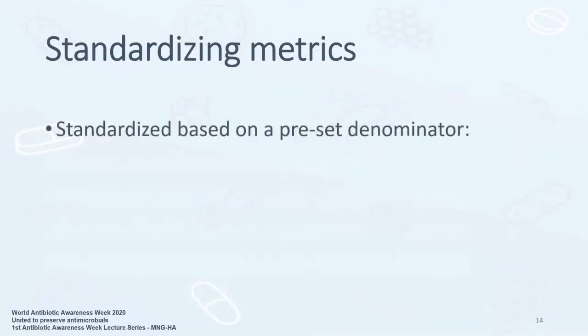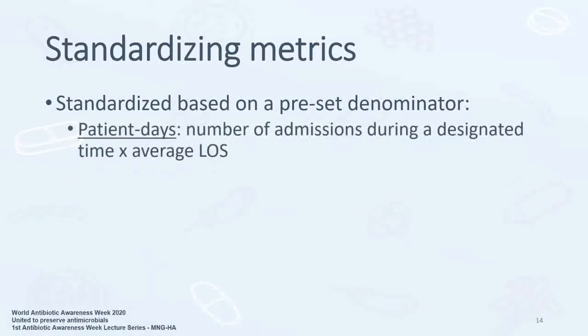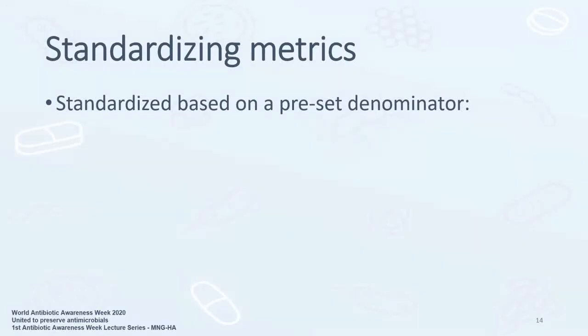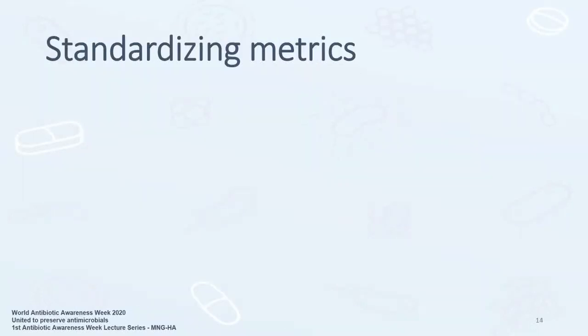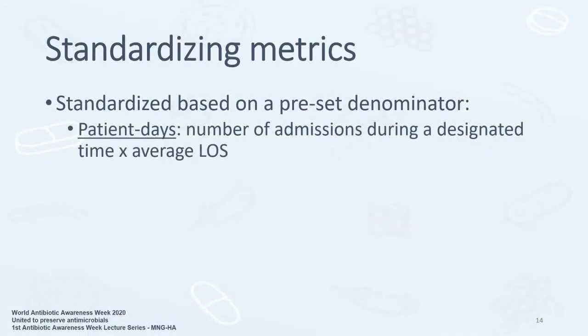So when we talk about standardizing metrics, we can standardize it based on a preset denominator. The most famous one is patient days, which is the number of admissions during a designated time times the average length of stay. The number of patient days cannot be, of course, more than the maximum number of beds. So if you look here, Facility A has 100 beds. So in a month, you can't have more than 100 beds times 30 days. This is your maximum patient days. In this specific case, we're talking about average length of stay, so you need to also get some information about length of stay and multiply it by the number of admissions.